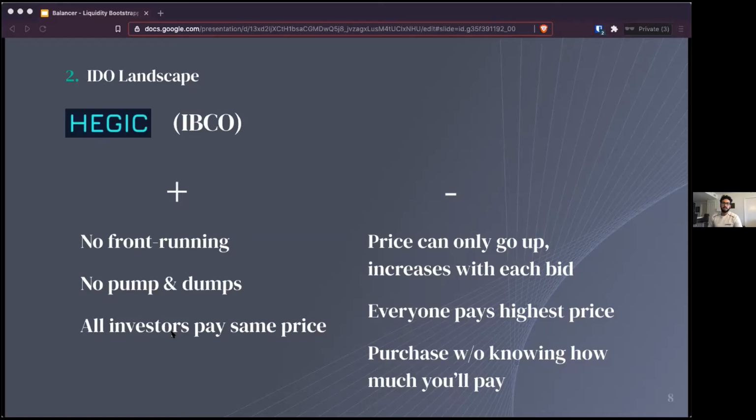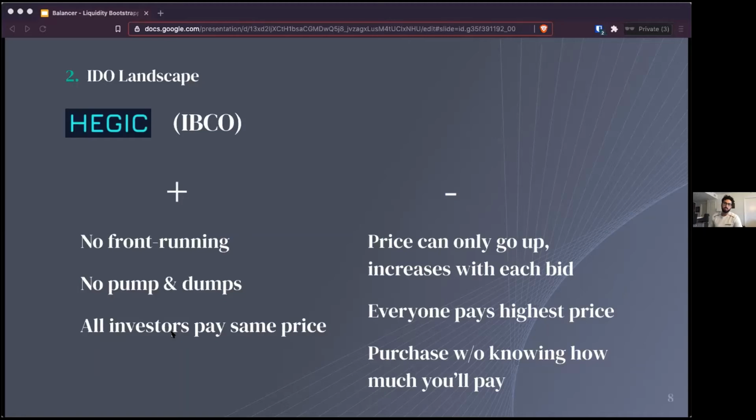every investor in this Hegic type offering will settle at the same price. Everyone will pay the same price for the sale. However, that means everyone will pay the highest price, basically, because this is still a bonding curve, and the mathematics still dictate that the price will continue to push higher each time there's a bid or a purchase.